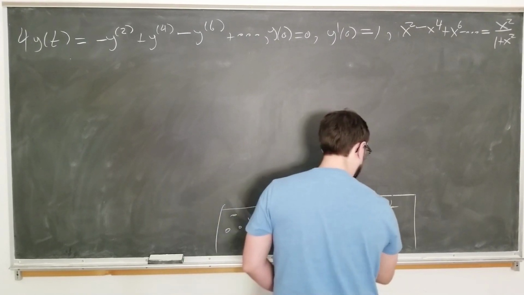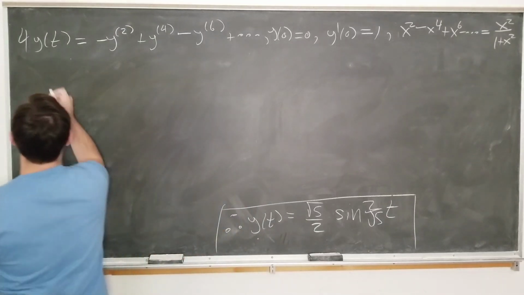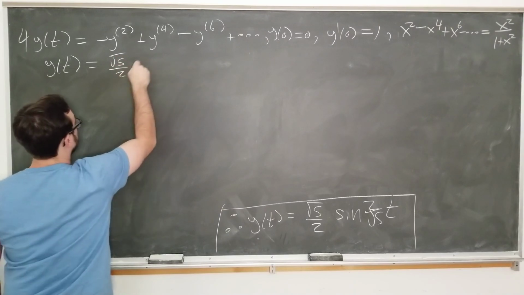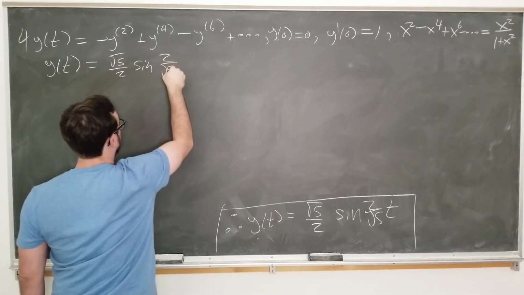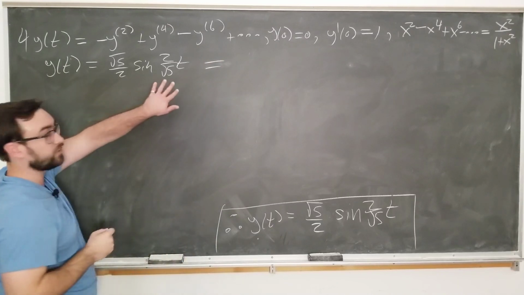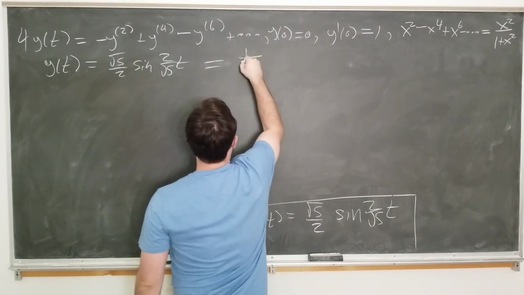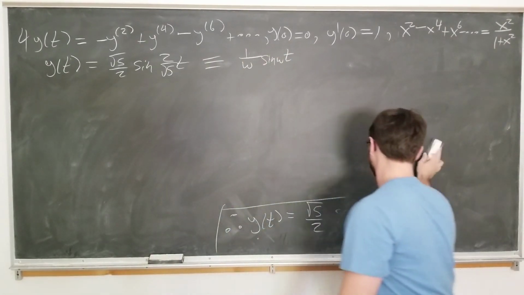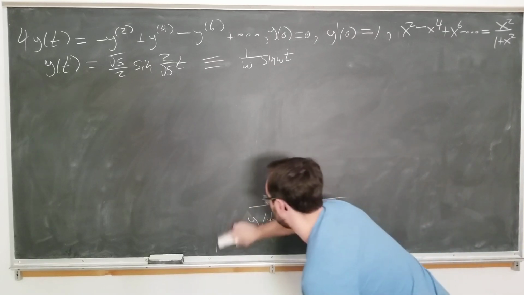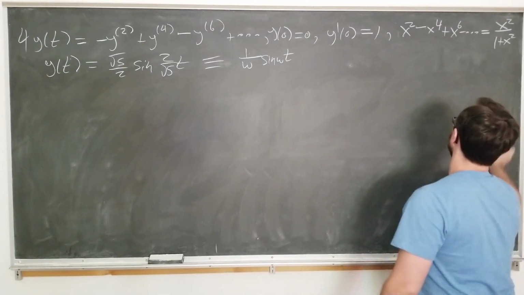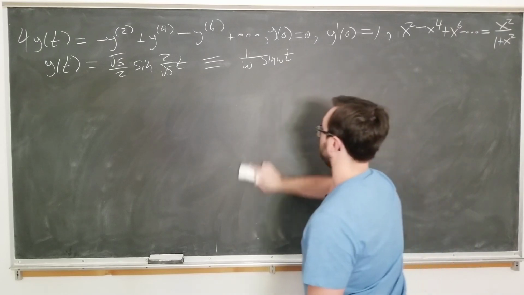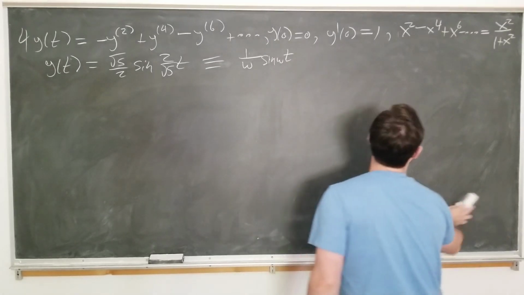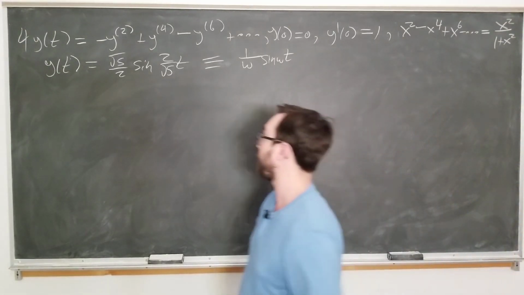Okay, for the purposes of checking it, y of t we know to be square root of 5 over 2 sine of 2 over square root of 5 t, which we're going to call this frequency omega, 1 over omega sine omega t. Just for record-keeping purposes. All right, let's plug this in. As before, we're going to start from the right-hand side and ensure that it is the same as the left-hand side. Let's get started.